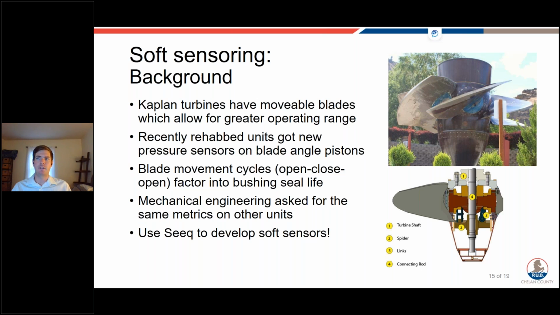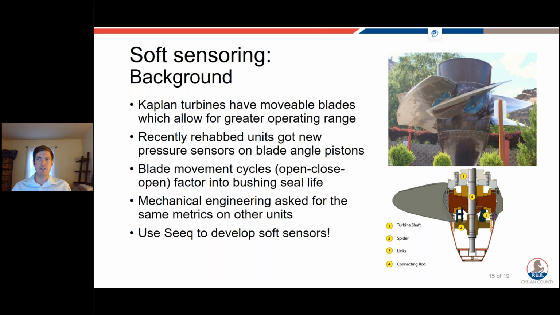In the top picture on the right, you can see where the blue blade arms meet the hub body and allow for rotation. When we rehabbed a turbine recently, we added pressure sensors on the hydraulic pistons that control the Kaplan blade angles. The lower diagram shows a basic cutaway of the linkages that control the blade angle movement. River water is kept out of the hub by bushing seals, and the movement cycle of the blades is a contributing factor to bushing seal life. So with these new sensors installed, we're more able to accurately track these movement cycles.